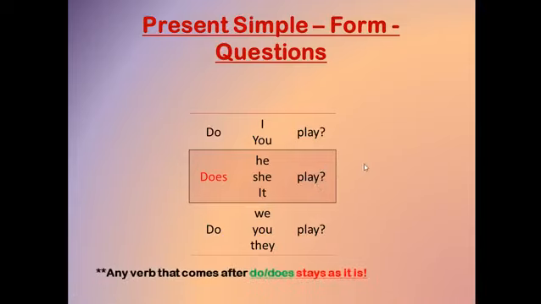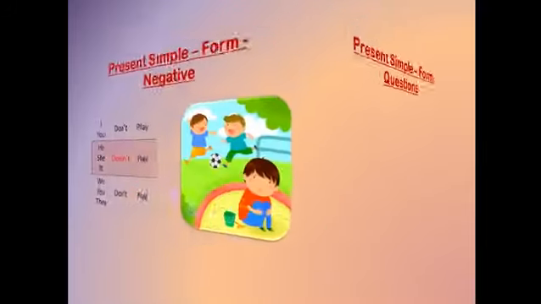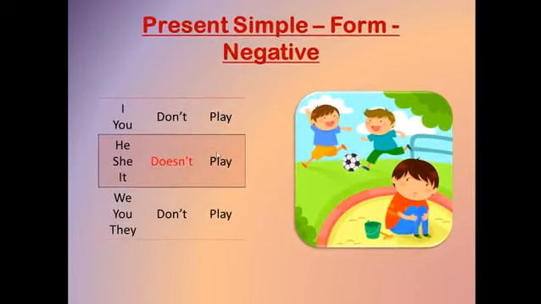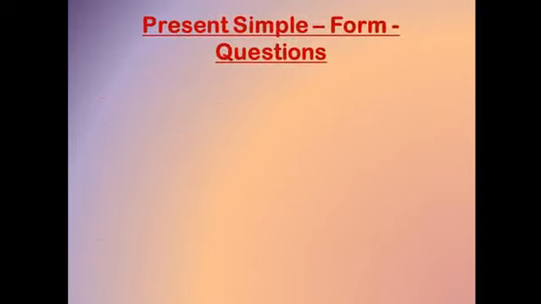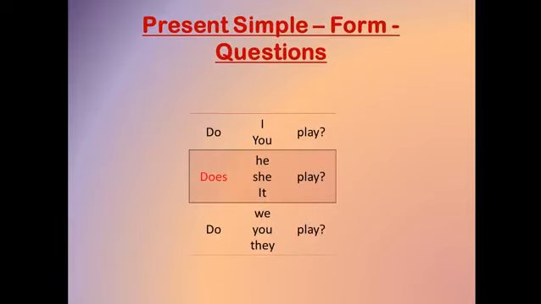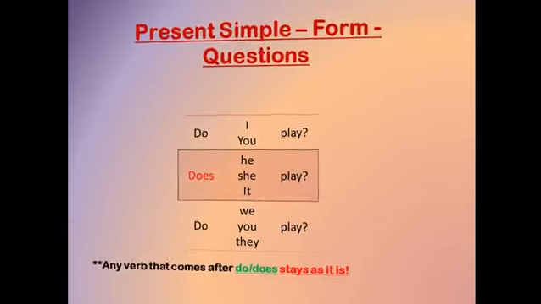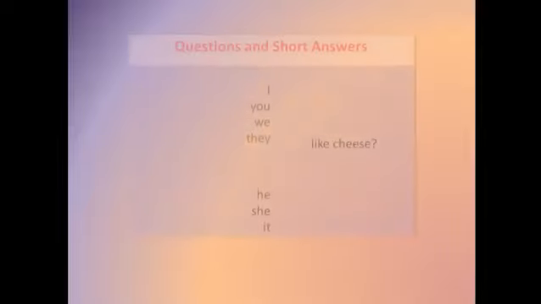And we said a very important note: the verb that comes after do or does, or don't or doesn't, stays as it is, even with he, she, and it. I do not add anything to it. So any verb that comes after don't or doesn't, or do or does, stays as it is, even with he, she, and it. Okay?